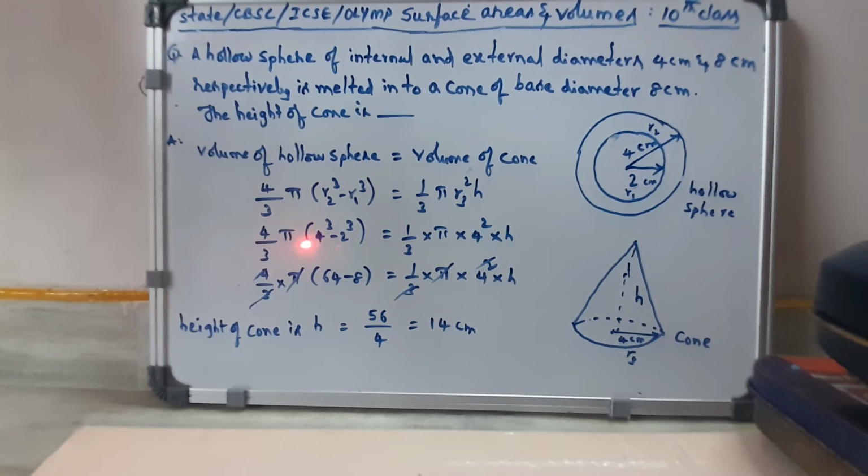So 4/3 pi, r2 is 4 centimeter, r1 is 2 centimeter. So 1/3 pi, r3 the base is 4 centimeter, so 4 square h. We know the value, we don't know the value of h. So 4/3, we have to cancel 4, 4, pi, 3, 3. So 56 by 4. So the height of the cone h is equal to 56 by 4, which is 14 centimeter. That is the answer.